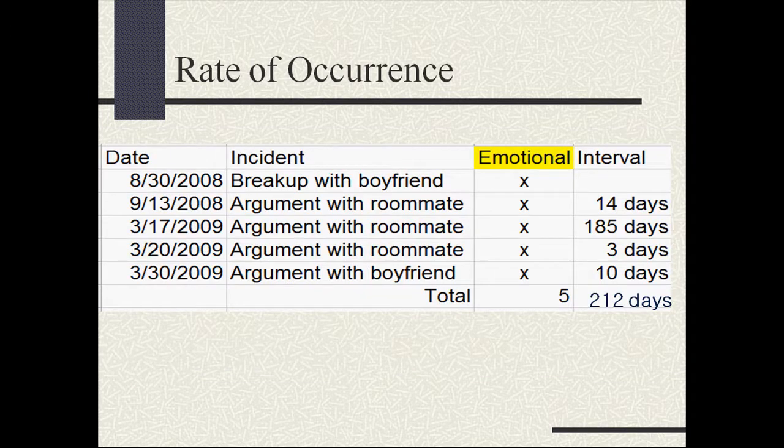Rate of occurrence. Next, the total number of occurrences will be focused on for each category, and the number of days will be counted between each incident. For instance, in the emotional category, the number of days between the date I broke up with the boyfriend and when I argued with a friend was 14 days. The second argument occurred 185 days later, and so on and so forth.